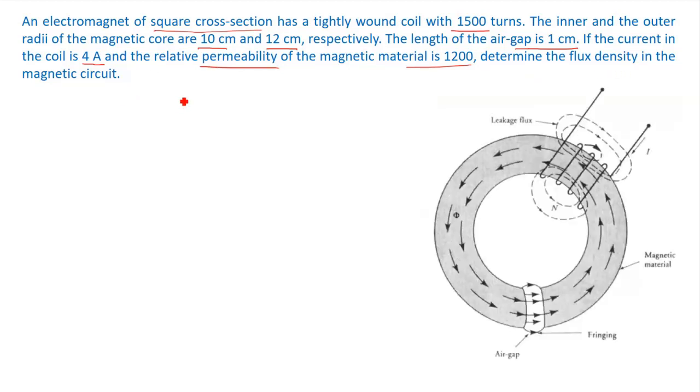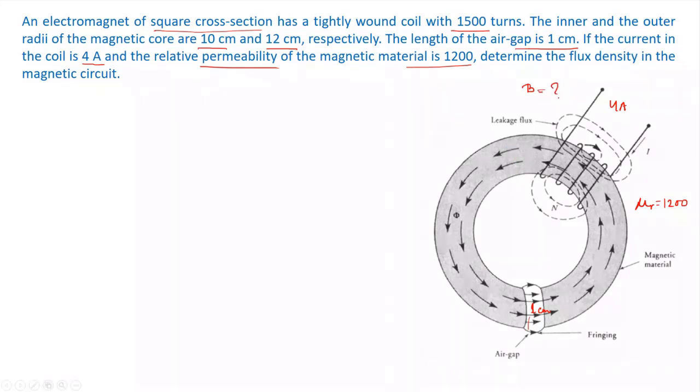So this is your electromagnet, right? Already you have seen this structure, and the air gap is here, and the air gap is of 1 centimeter, right? And the current in the coil is here 4 ampere, and relative permeability is 1200. Please do it simultaneously. I'll show the solution as well. And you have to determine the flux density in the magnetic circuit. So flux density you have to find, okay.